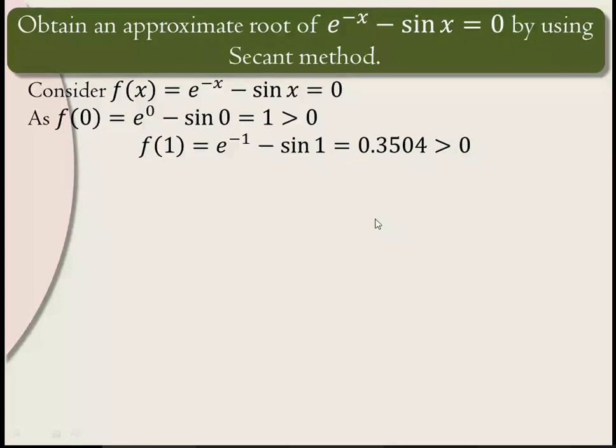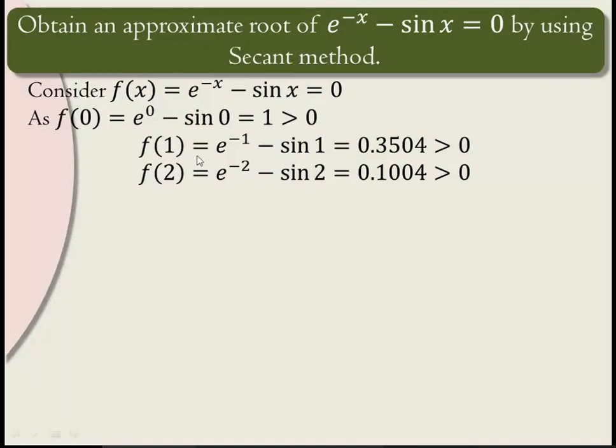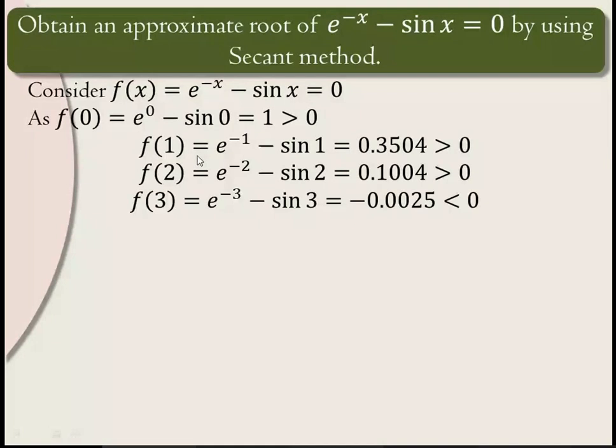So try it for say 2. F of 2 will be e raised to minus 2 minus sine 2, equal to 0.1004. This is also positive, so try with the next value. Either you try 3 or minus 1, any value. So f of 3 comes out to be e raised to minus 3 minus sine of 3, that is negative, minus 0.0025. You can see this is positive and this is negative, and these are 2 successive values. So the interval lies between 2 and 3.